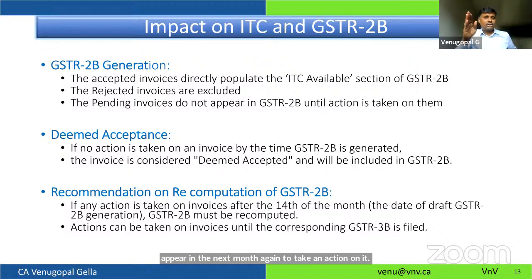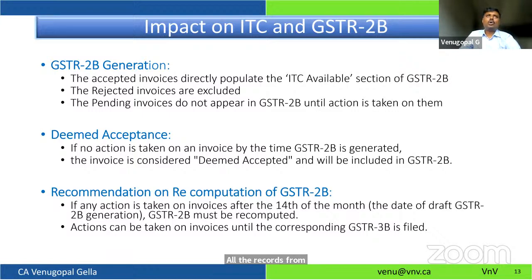Currently, again, listen to this carefully. Currently, the portal is treating everything as deemed acceptance. Till you get adjusted to it, the portal is going to make it deemed acceptance. Which means even if you don't take any action, all the records from IMS will flow to 2B. However, over time, after you get used to it, you have to take an action on IMS. This is going to come. We will be coming up with a full-fledged 3B webinar once the entire process is settled.